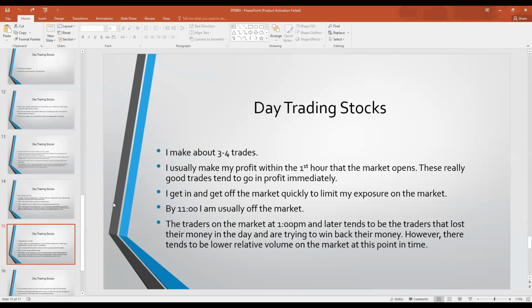You do not want to leave your orders open for too long because the market can turn against you, and the open profits that you may have may turn into an open loss. So you want to go in, make your profits, take your profits, and then get off the market.